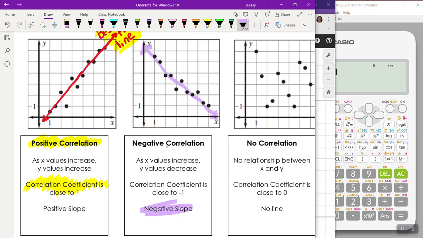Now because it's a negative slope, the correlation coefficient is going to be very close to 1.